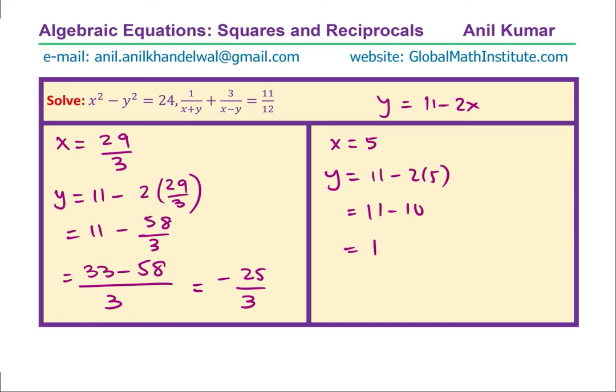And therefore, our answers are: the x value being 29/3 and the y value being minus 25/3, and the other solution is the x value being 5 and the y value being 1. You get it. So that is how we can actually solve this part.